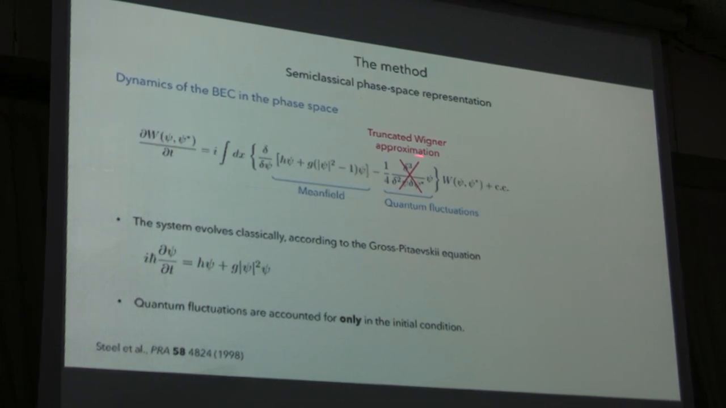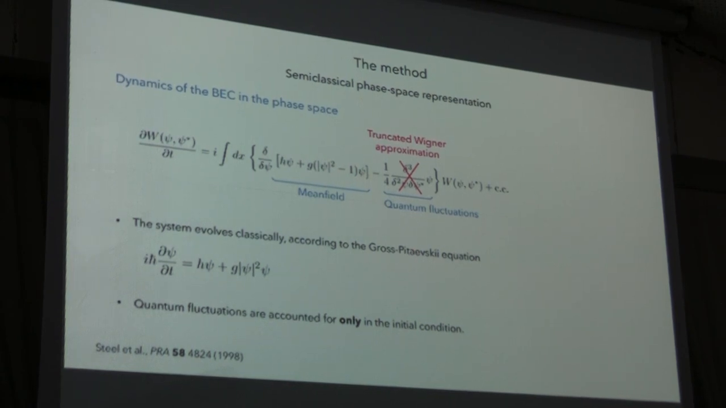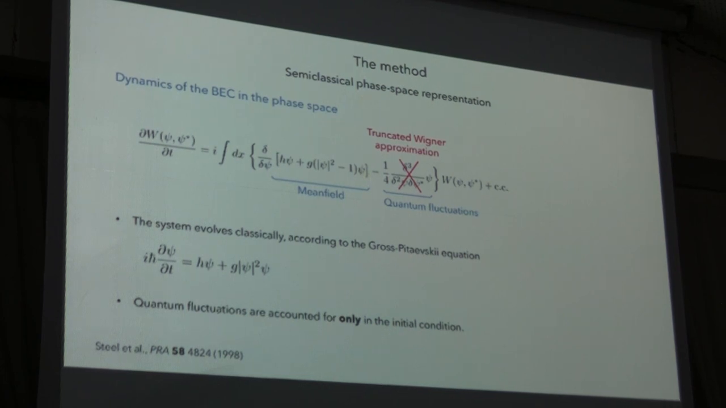So by neglecting this term, the evolution of the BEC is governed only by the mean field effects. It is a classical evolution ruled by the Gross-Pitaevskii equation. However, notice that by neglecting this term, we are not completely neglecting quantum fluctuations from the problem, because quantum fluctuations are still encoded in the system, but only in the initial condition. So my initial condition is a quantum state, but the following evolution is classical and is governed by the Gross-Pitaevskii equation.